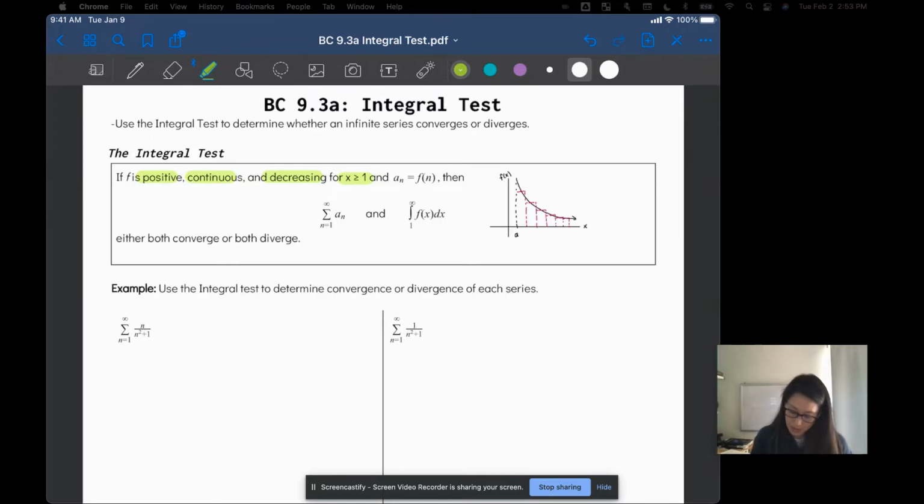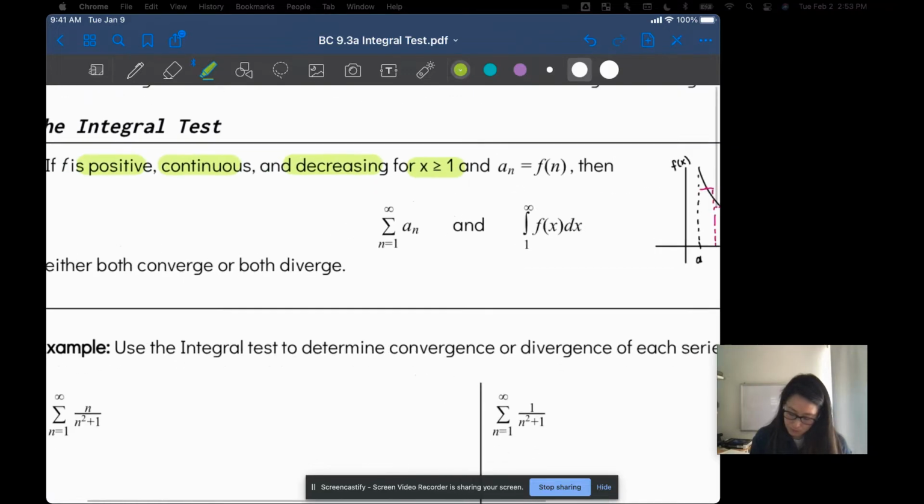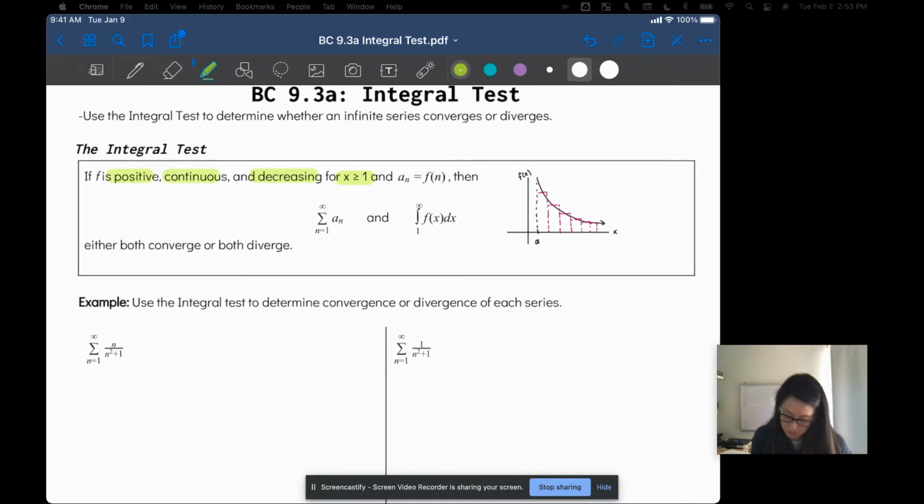So we're going to say that the series, the sum from n equals 1 to infinity of our function a sub n, then if that summation and the integral from the same bound 1 to infinity of f of x, which is really just our a sub n rewritten in terms of x, if that converges, then the summation is also going to converge. If it diverges, then the summation will also diverge.